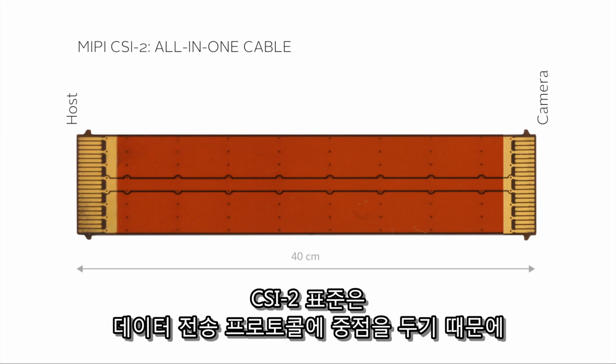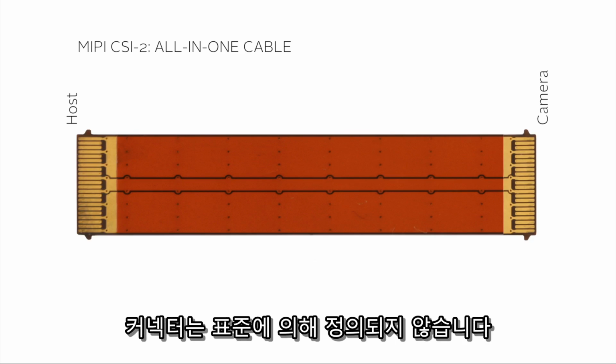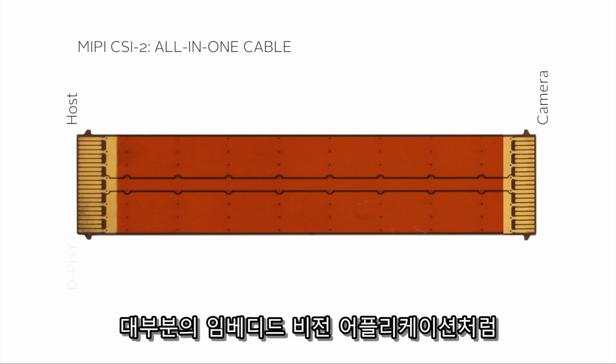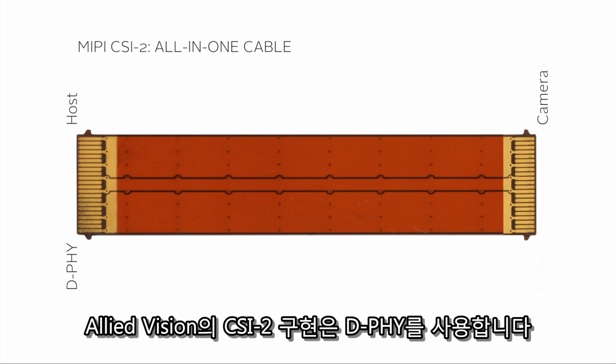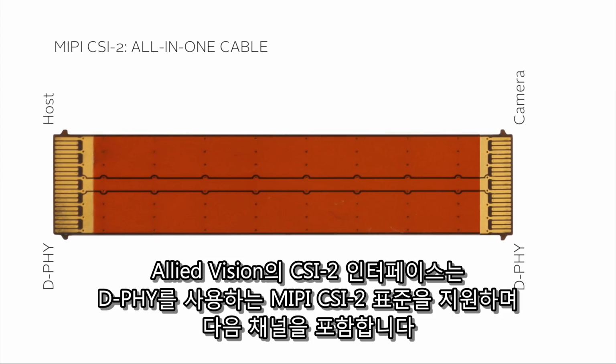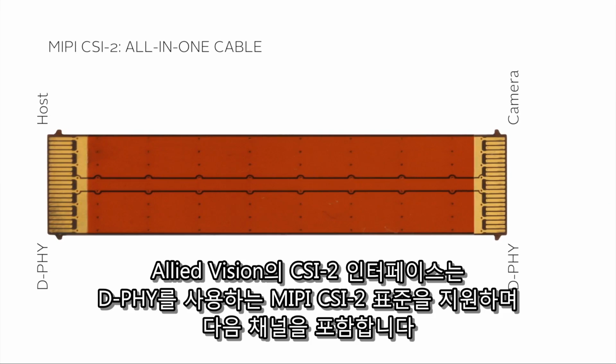The CSI2 standard focuses on the data transmission protocol, so the connectors are not defined by the standard. As most embedded vision applications, Allied Vision's CSI2 implementation relies on a DPHY. Allied Vision CSI2 interface supports the MIPI CSI2 standard using a DPHY and includes the following channels.